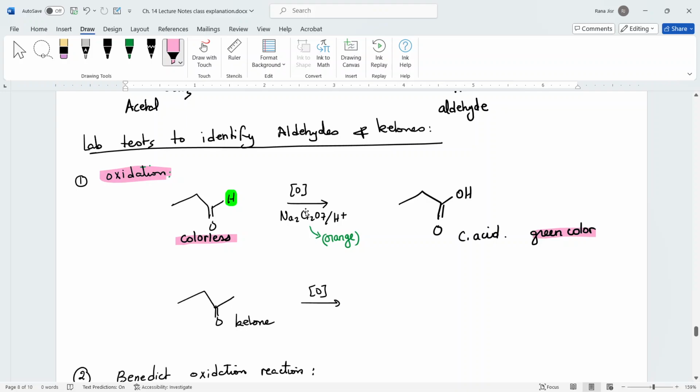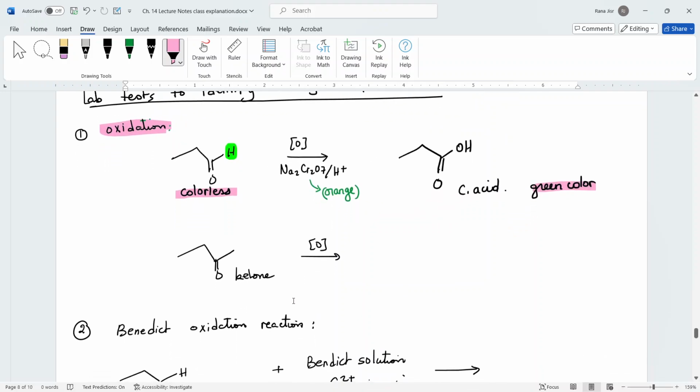Once you mix the sodium chromate, which is orange, with the colorless solution of the aldehyde and shake, the orange color does not stay the same. The orange color turns into a green color, which is again a positive identification that the hydrogen of the aldehyde was oxidized into an OH.